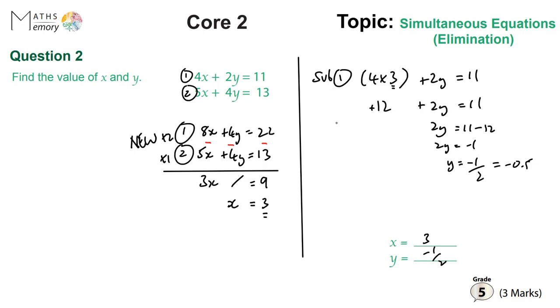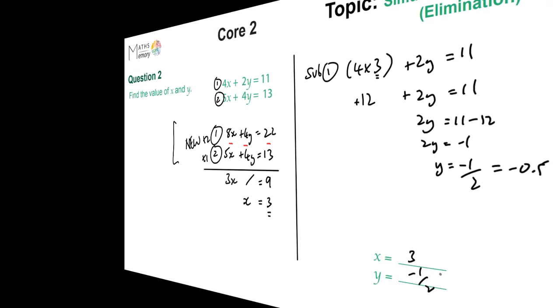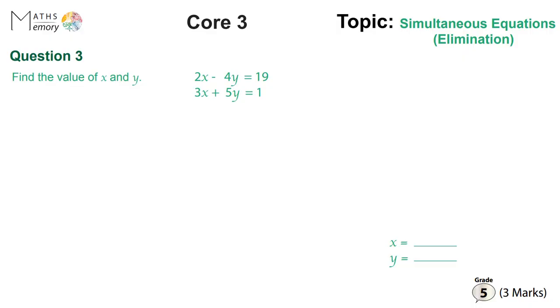Now look back at that. The only extra step is this one, as we said, but it's pretty much the same thing as basic, but it's shifted up to a grade 5. Question 3, core 3 simultaneous equations. Press pause, let's find out x and y on the simultaneous. Press play when you have completed this.